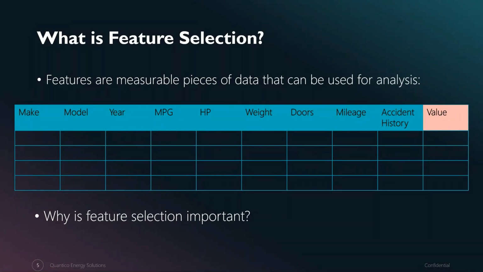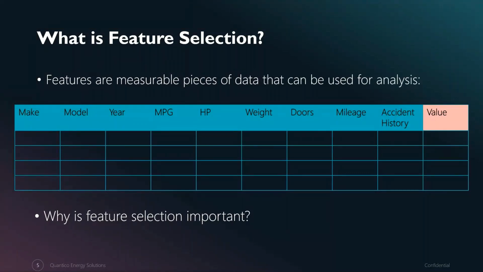Okay, so the first thing is what is feature selection? So when it comes to data science, in general, you'll have your data in tabular format, although that's not always the case. And this is an example. We've got a data set here where we're talking about cars. We've got make, model, year, etc. All of these blue columns. And then we've got a red column like value.